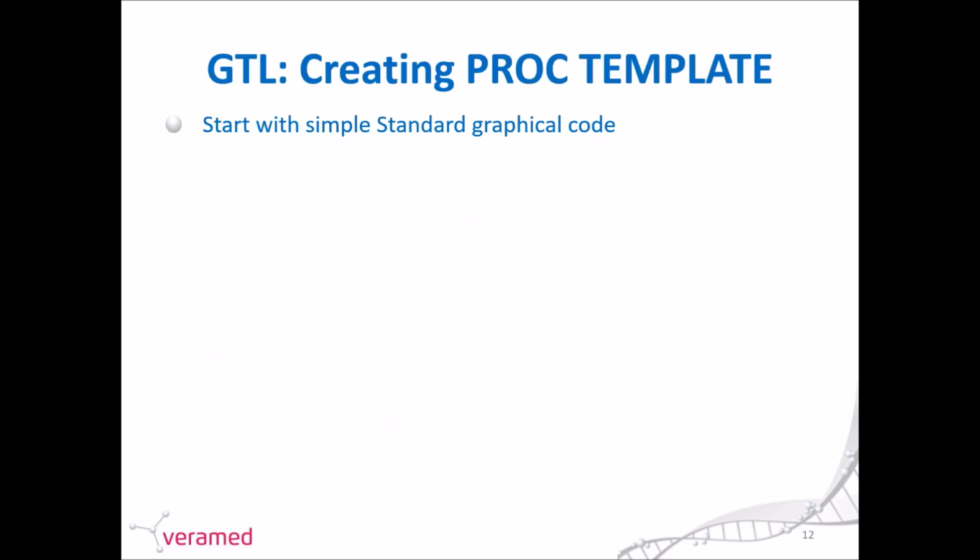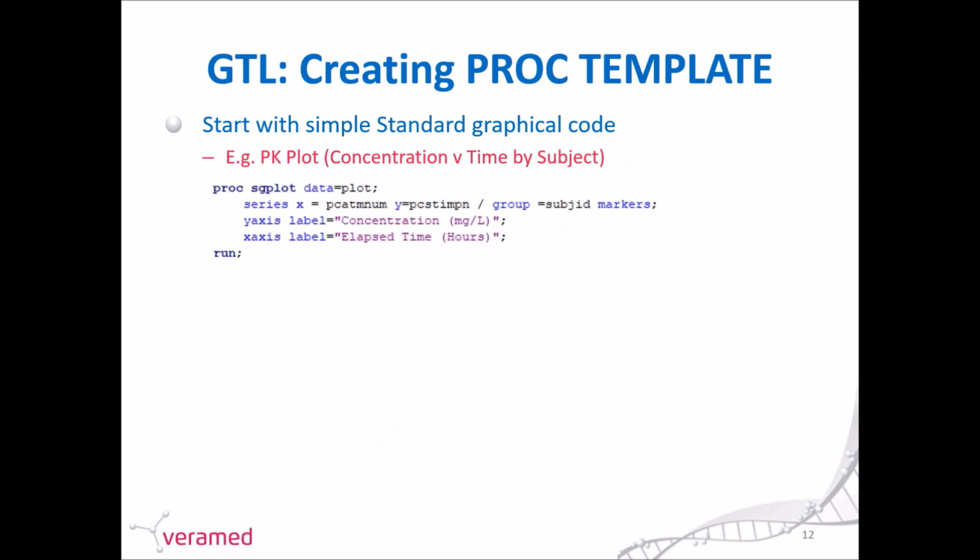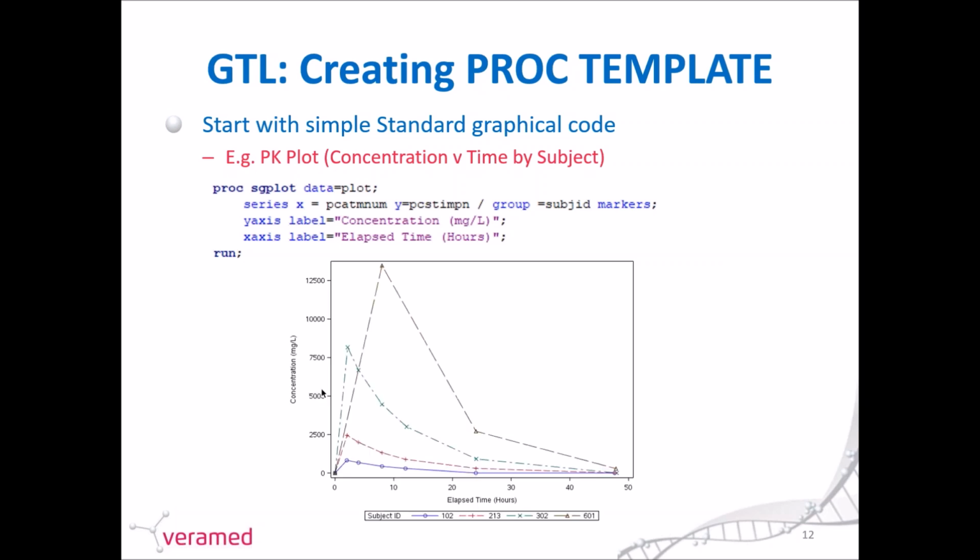So let's take an example of a simple plot, something like a PK concentration time graph. So in sgplot, it might look like this. You've got an X variable, Y variable, your concentration, and we grouped it by subject. And this is going to produce a graph. It's going to look something like this. Fairly basic example.